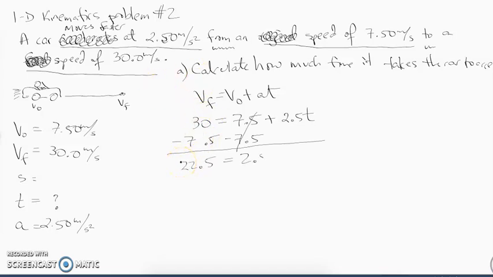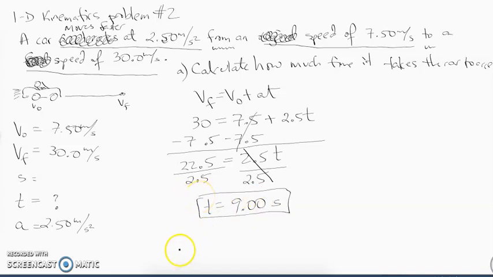22.5 equals 2.5t. Now again, if you want to move something from the right to the left, you have to do the opposite of the operation that is currently written. So the operation between 2.5 and t is multiply, and so we divide, and then we do the same exact thing to the other side of the equation, and we end up with 9.00 seconds. I gave you three significant figures, so at the very end, let's have three significant figures. All right, for part B, I will write at the bottom, and then I will do my work over on the right.